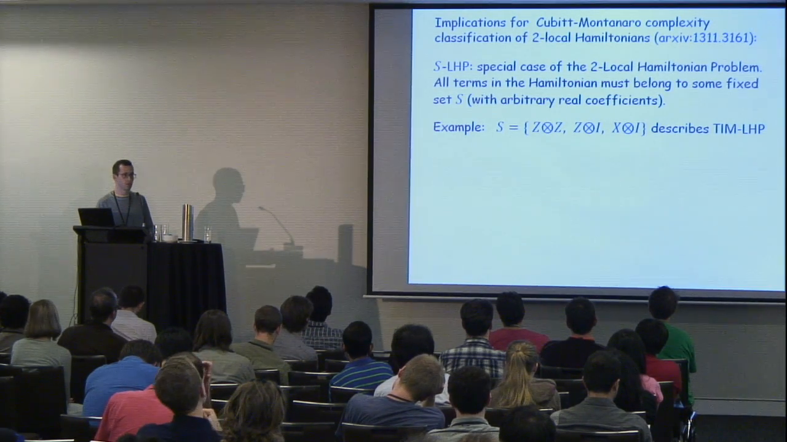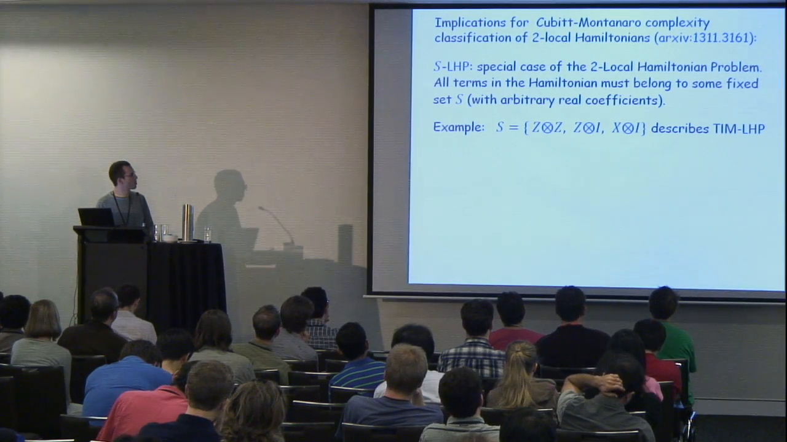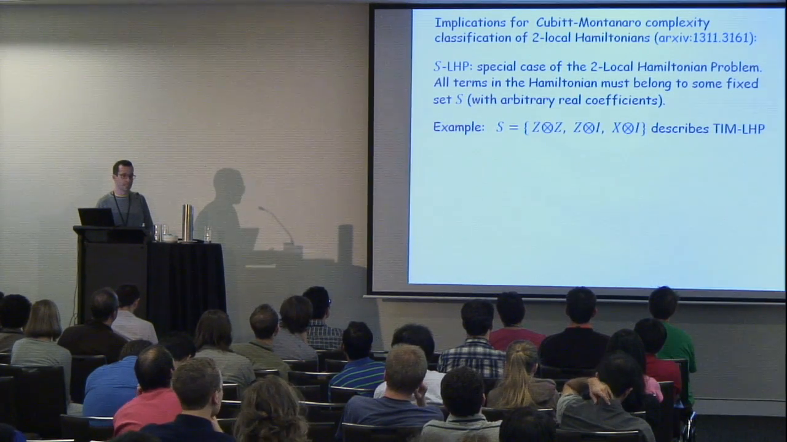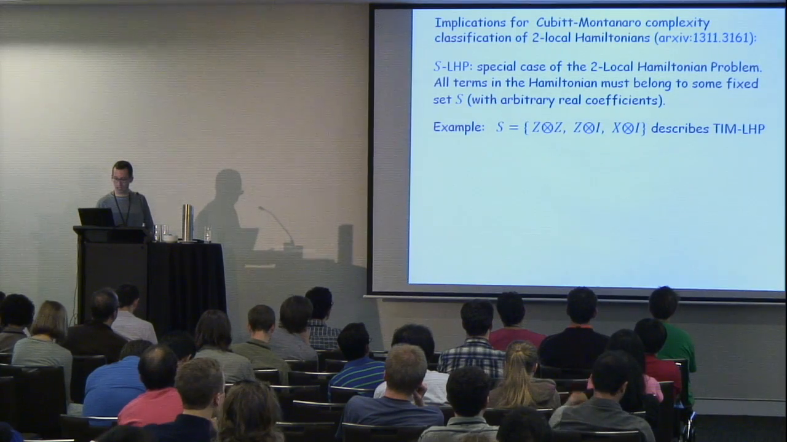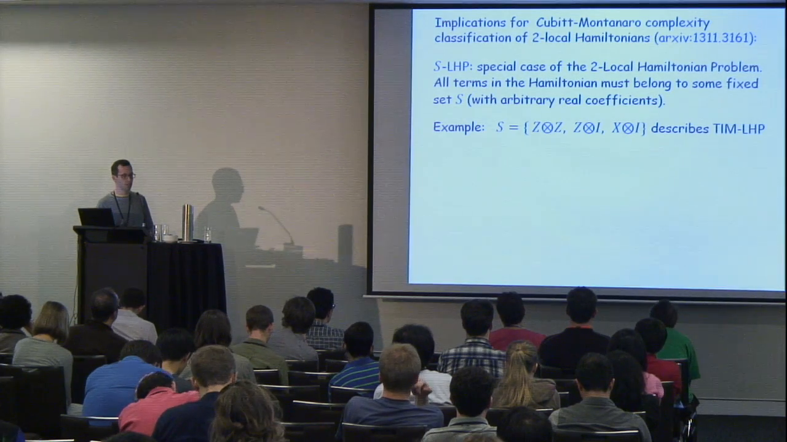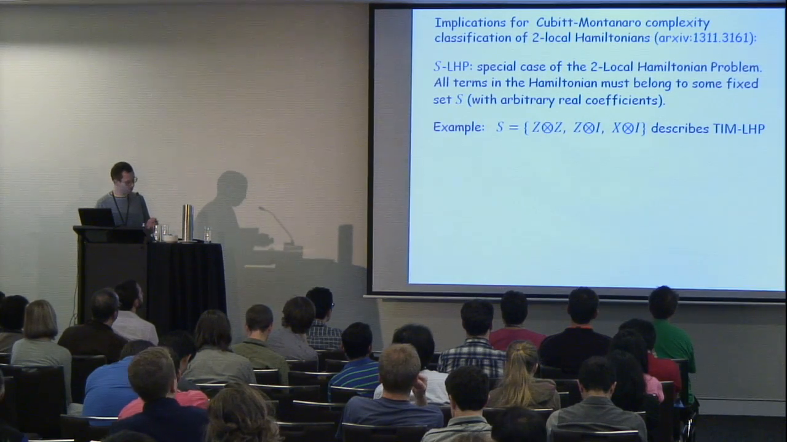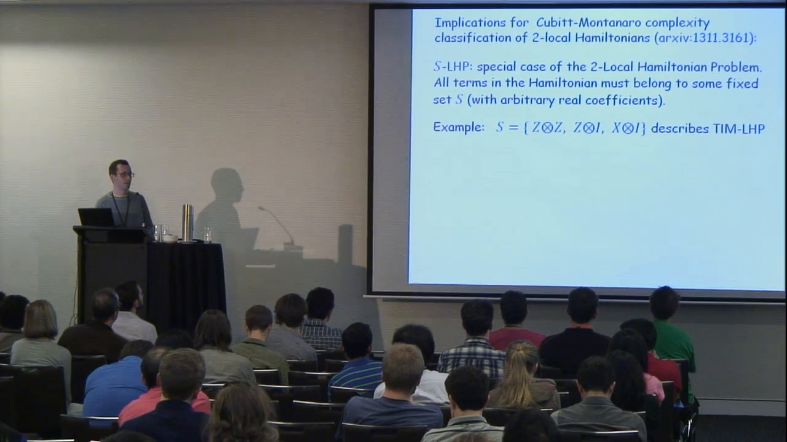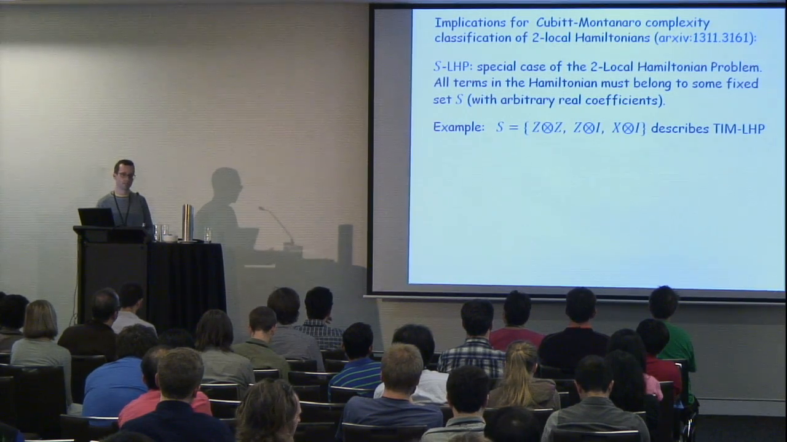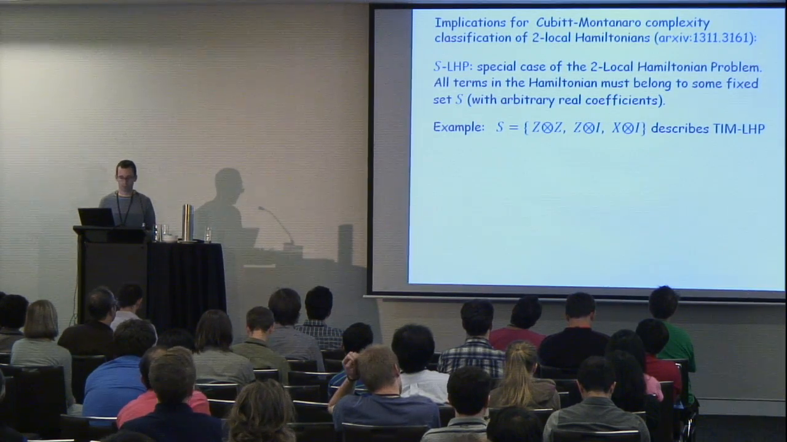So let me just review, slightly more precisely, what their result says. They consider a problem that they called the S-local Hamiltonian problem, and S here is a set of interaction terms. Given a set of interaction terms, you consider the class of Hamiltonians where those terms can appear with arbitrary real coefficients. So for example, this set S would correspond to the transverse Ising model local Hamiltonian problem. It's just a local Hamiltonian problem with a restricted set of interaction terms, but we want to consider it as a function of this set S. For every set S, there's a different problem.